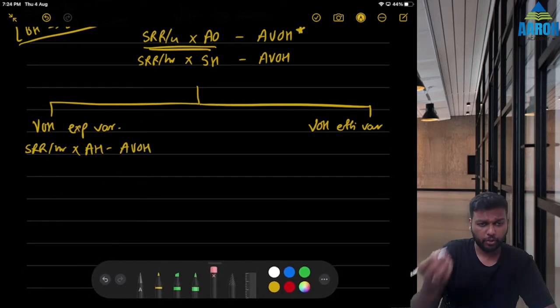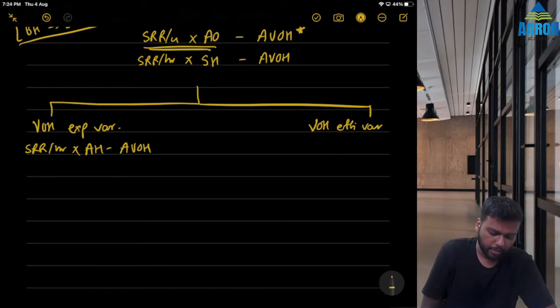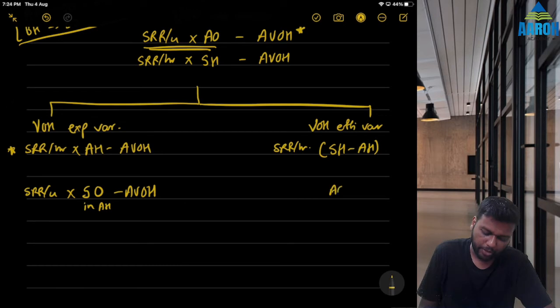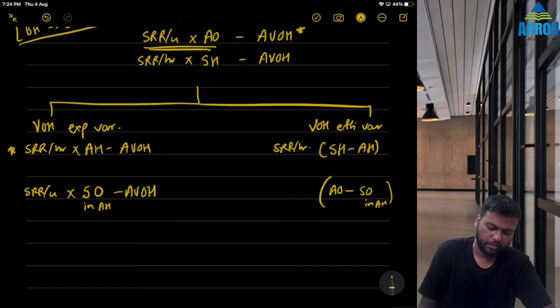If you want to convert this into output, actual will become standard, hours will become output, standard output in actual hours. This will become SRR per unit and then minus actual variable overheads. That's it. Again, remember the first one only. Efficiency variance comes three times: labor, variable overheads, fixed overheads. Everywhere the formula of efficiency variance is the same: SH minus AH, standard hours minus actual hours, into SRR per hour. If you want to convert to output, it will become actual output minus standard output in actual hours into SRR per unit. Again, remember the first one only, not the second one.